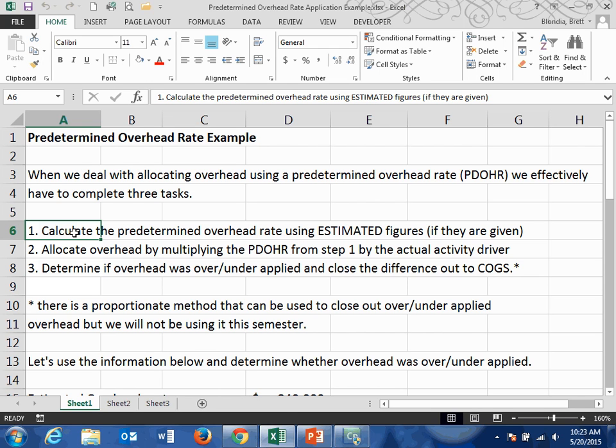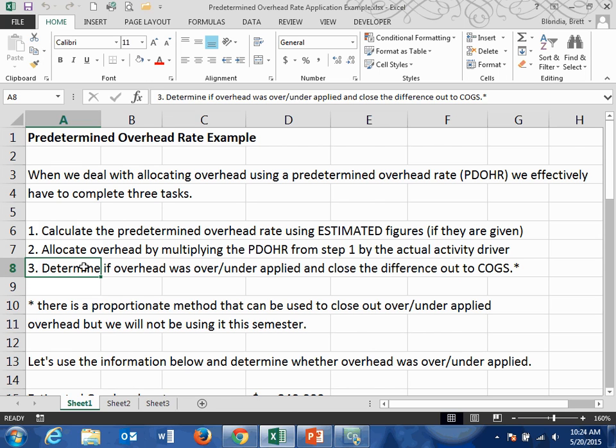Pretty simple, right? Alternatively, you could be provided with a bunch of given information, right? And it could only say, determine if overhead was over or under applied and close out the difference to cost of goods sold. So it could only be asking you for step 3, but in your head you have to know that, hey, I can't do step 3 unless I've done steps 1 and 2. Right? So here's what we need to do.